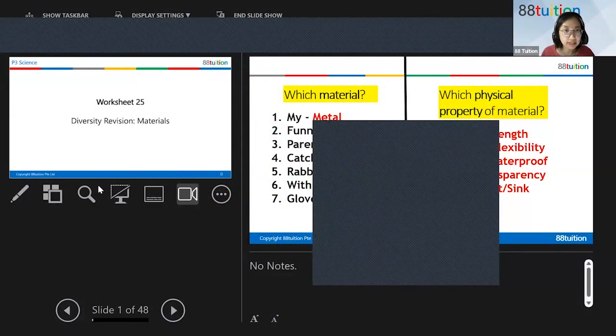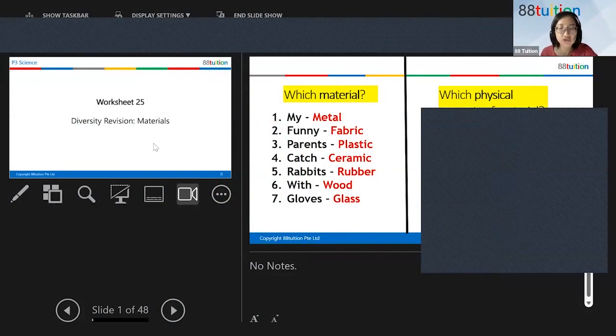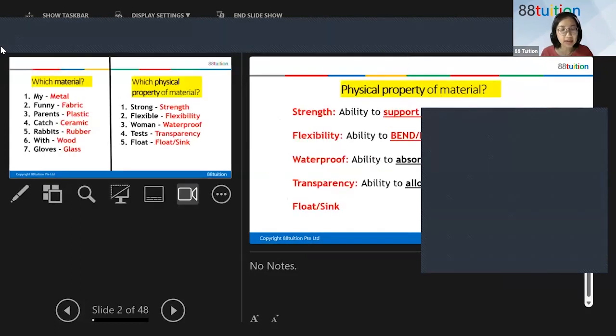Now, diversity of materials. These are the different materials that you're supposed to know. The memory aid to help you remember is "my funny parents catch rabbits with gloves." If it helps you. M and M, letter F stands for fabric, P is plastic, C stands for ceramic, R is rubber, W is wood, G is glass. This helps you to remember which material.